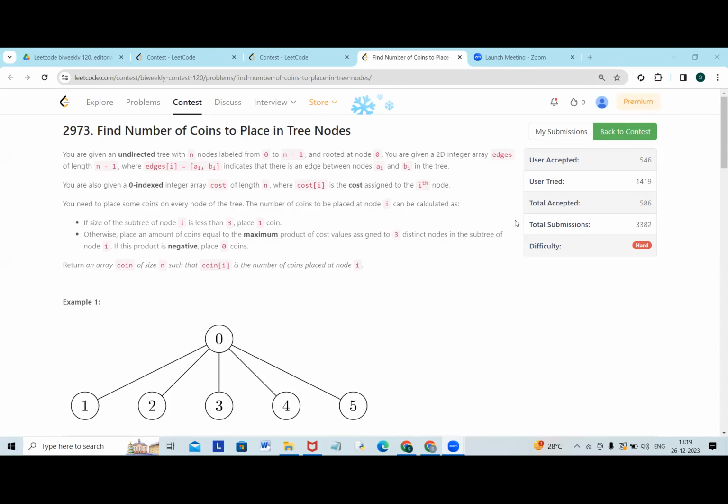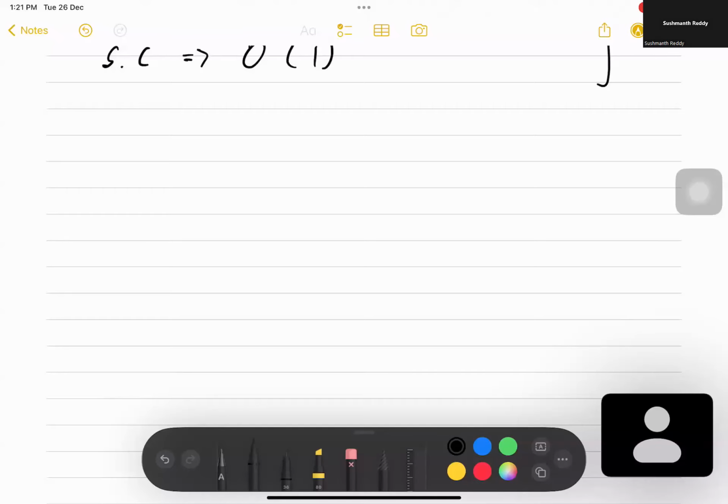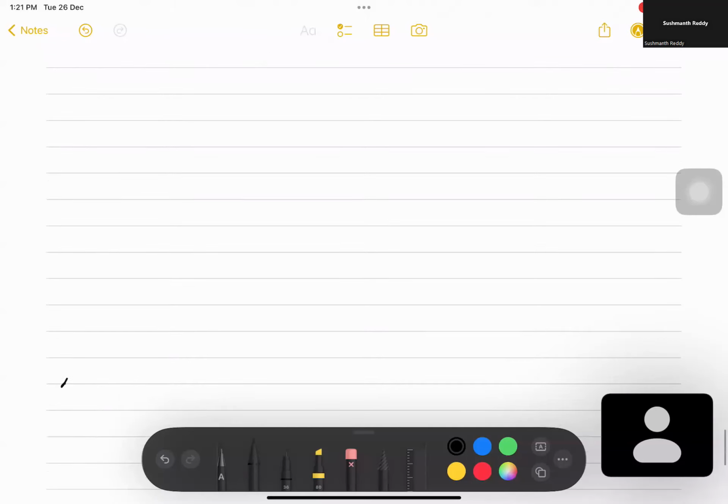The next question of LeetCode Biweekly Contest 120 is Find Number of Coins to Place in Tree Nodes. Basically, in this question we are given a tree. So let's see how it's given. It is guaranteed that the tree is rooted at node 0. The tree has n nodes, which are 0, 1, 2, and so on till n minus 1. The tree structure is given as edges.